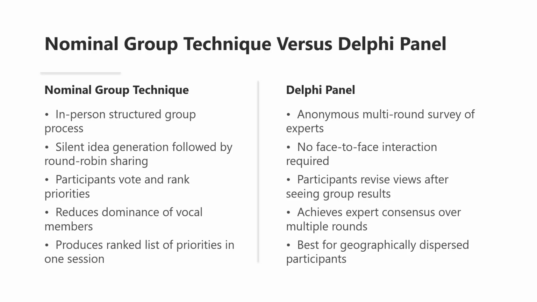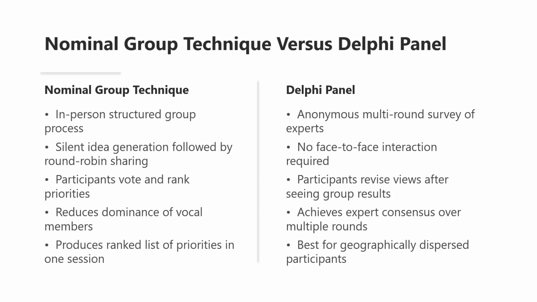Now the Delphi panel method takes a completely different approach. Instead of bringing people together in person, the Delphi method uses multiple rounds of anonymous surveys. A panel of experts, typically 8 to 15 individuals, receives a questionnaire. Their responses are compiled, summarized, and sent back to the panel. Each panelist then reviews the group results and has the opportunity to revise their own responses. This process repeats through 2 to 4 rounds until the group reaches consensus.